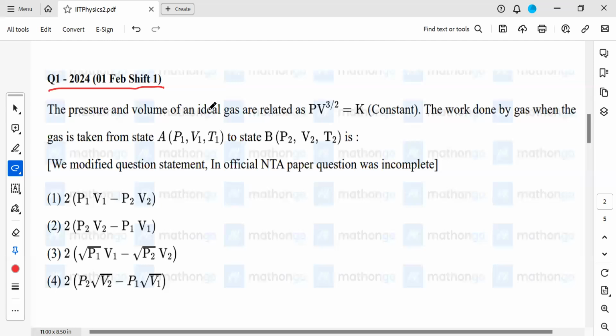The pressure and volume of an ideal gas are related by PV^(3/2) = constant. So this is the equation, PV^(3/2) equal to constant. This is called a polytropic process.